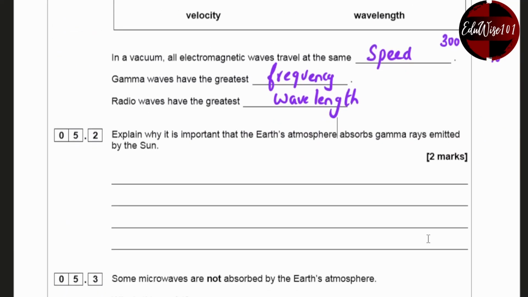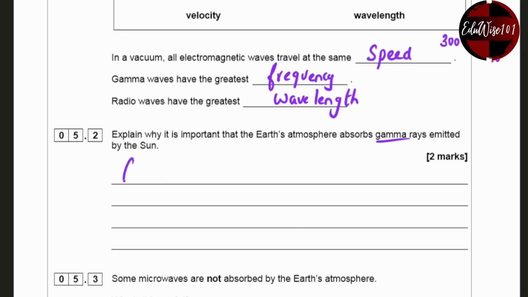Explain why it is important that the Earth's atmosphere absorbs gamma rays emitted by the sun. Why is it that important? Why shouldn't we be exposed to gamma rays? Well, gamma rays are ionizing, right? If they are ionizing, that means they can damage human tissue and can give us cancer in the long term. So it is important that the Earth's atmosphere absorbs the gamma rays so that we are not exposed to gamma rays too much, right?